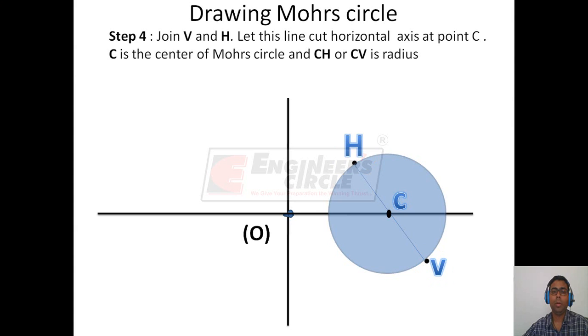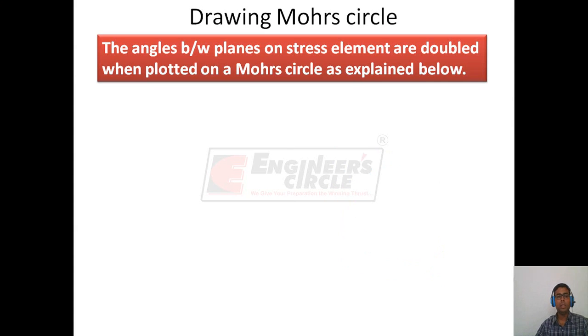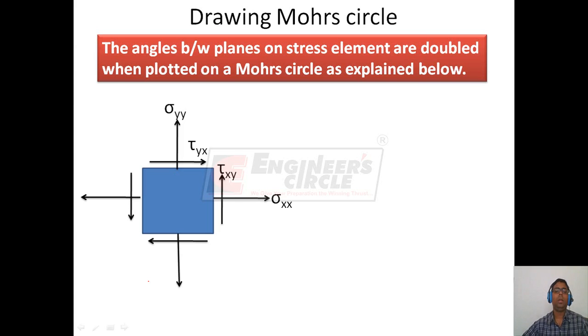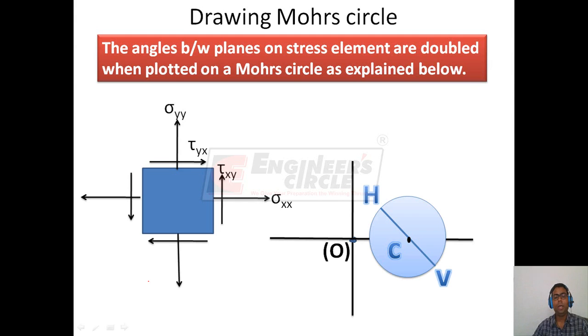Now certain points about Mohr's circle are to be noted. The first one is that the angles between planes on a stress element are doubled when plotted on a Mohr's circle, as explained. Consider this element. The Mohr's circle for this element can be drawn like this, where V and H represent the vertical and horizontal planes and C is the center of Mohr's circle.